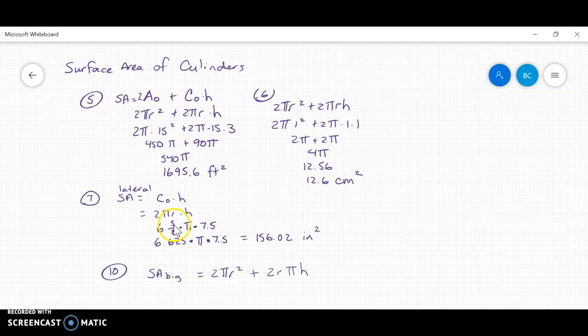You should remember that 5/8 is 0.625, but if you didn't remember that, and you forget how to put fractions into a calculator, or you're ever working with a calculator that doesn't have a fraction key, remember that this is a division problem, so you could do 5 divided by 8 and find 0.625, add 6, and then multiply times pi, and then multiply times 7.5. So that answer is 156.02 inches squared, and this one did ask me to round to the nearest hundredth. These two asked me to round to the nearest tenth.